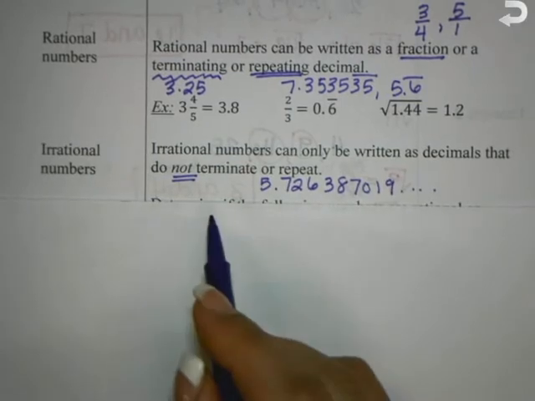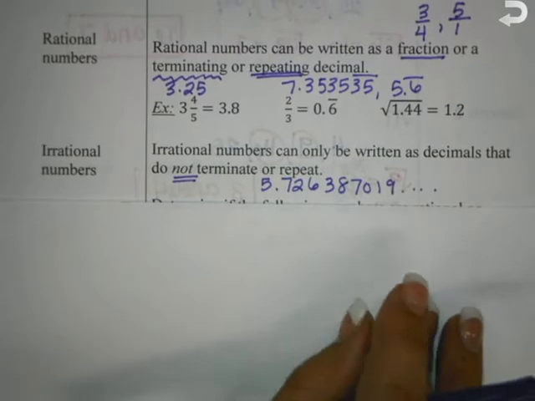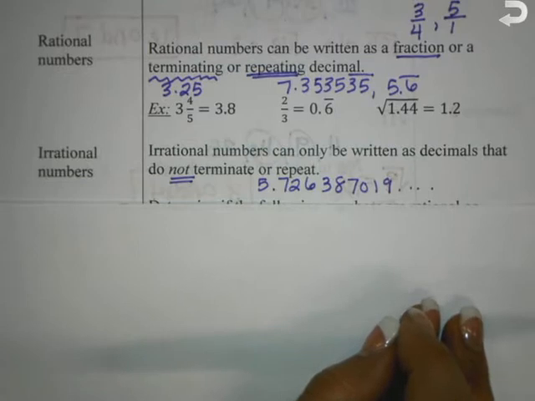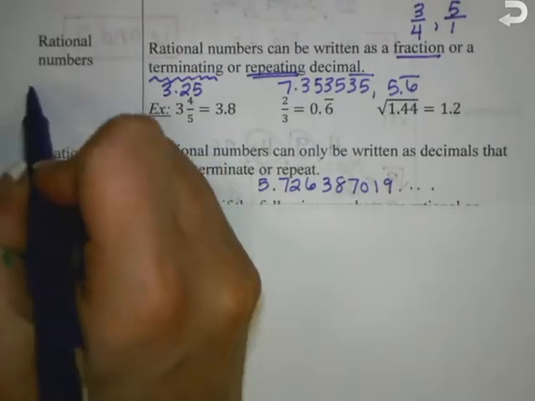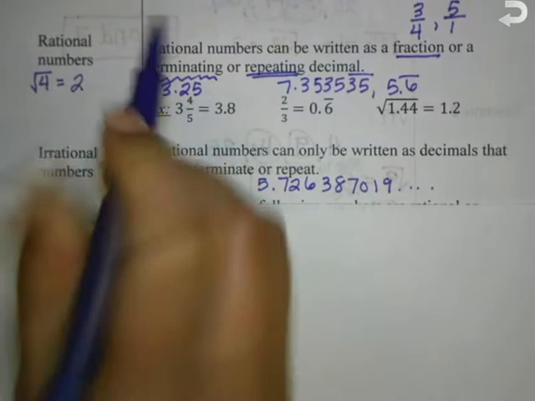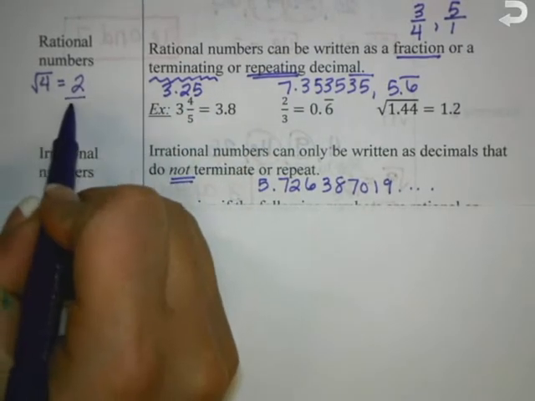Okay, what does this have to do with square roots and perfect squares? Is a perfect square rational? No. The answer is yes. Let's think about it. What's the square root of 4? 2. Can we write 2 as a rational number? Yeah, 2 over 1, right? So perfect squares are rational.